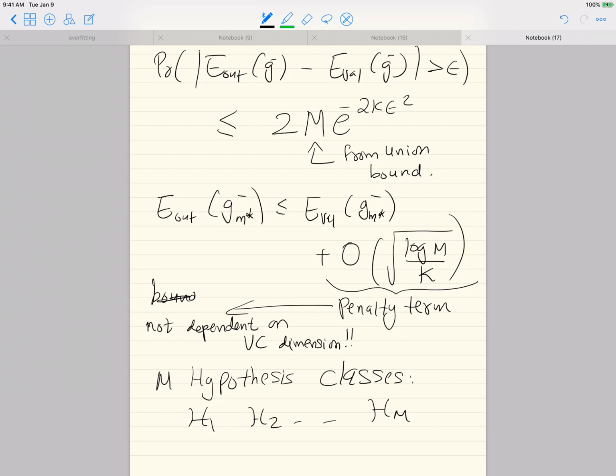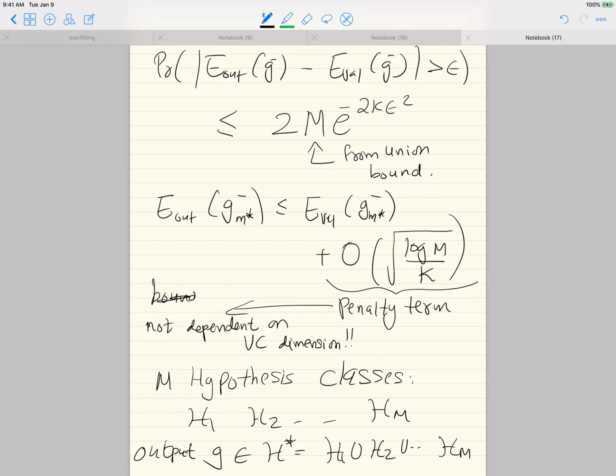So our output g belongs to H star, which will be H1 union H2 up to HM. That's where the output will lie. It will lie somewhere in this set.